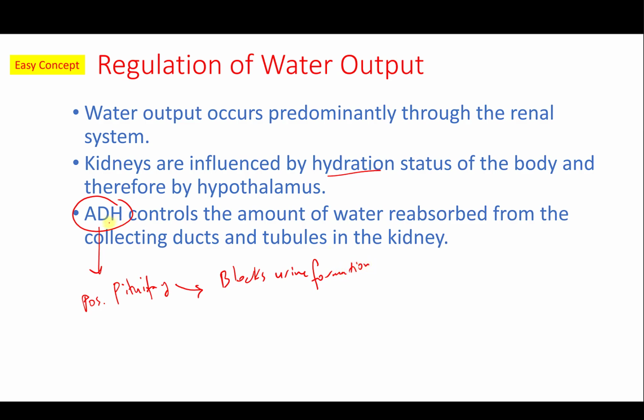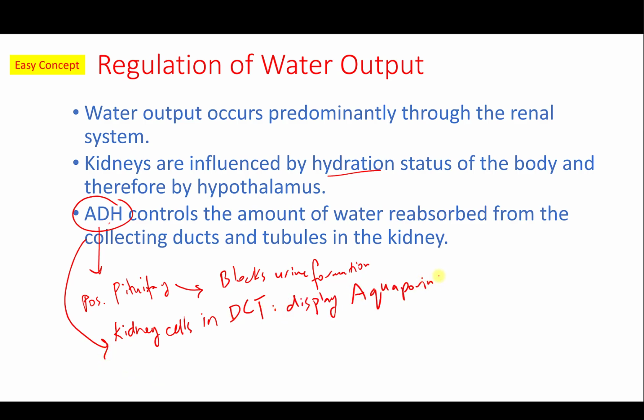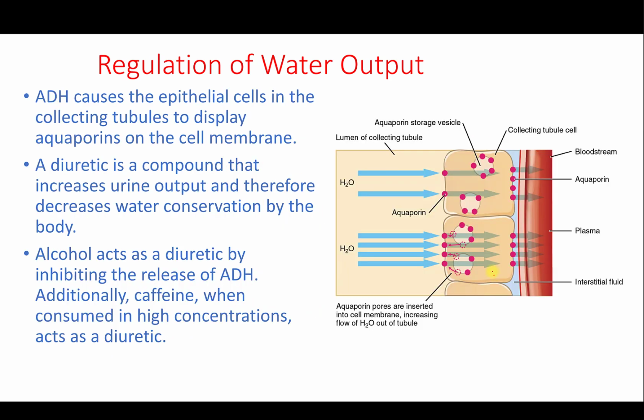So how, if you remember, we said ADH, one of its targets is the kidney tubules, kidney cells in the distal convoluted tubule, DCT. So what does it do? What does it tell them? It tells them to display aquaporin, which is the water channel, right? So those cells in the DCT or even the collecting tubule, once ADH is there, they will put some of those aquaporins on the surface of the cell, and therefore we will have more absorption of water. If there is no ADH, then there are fewer of those aquaporins, and therefore this water would remain in urine.